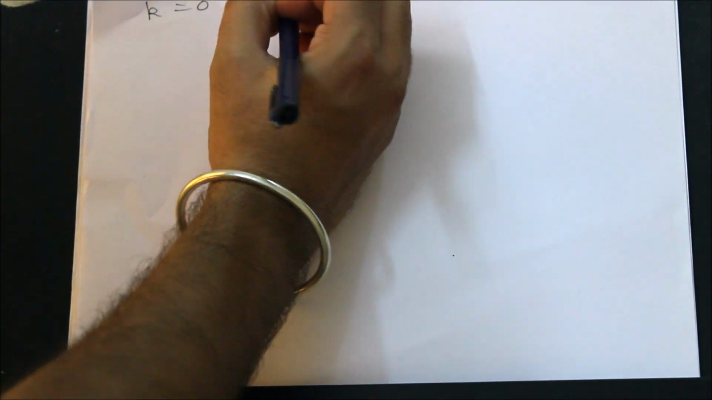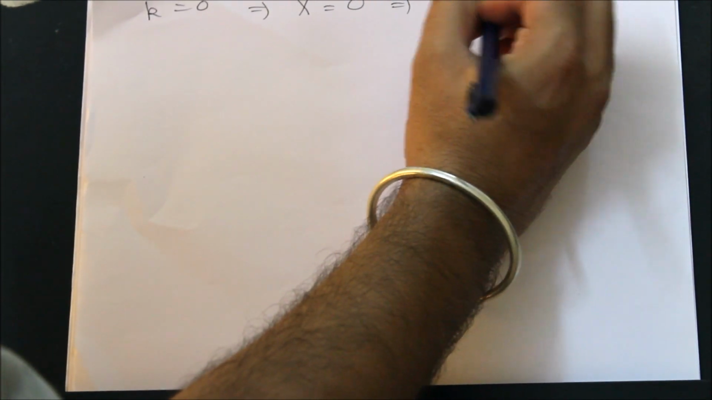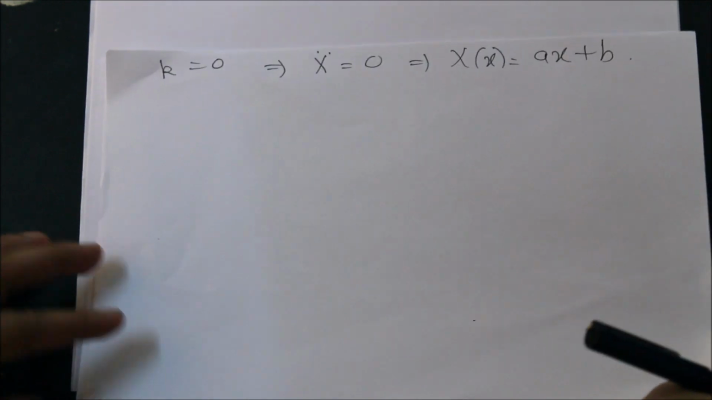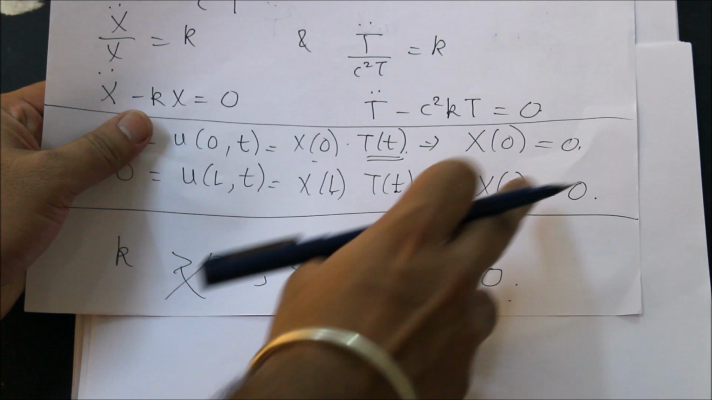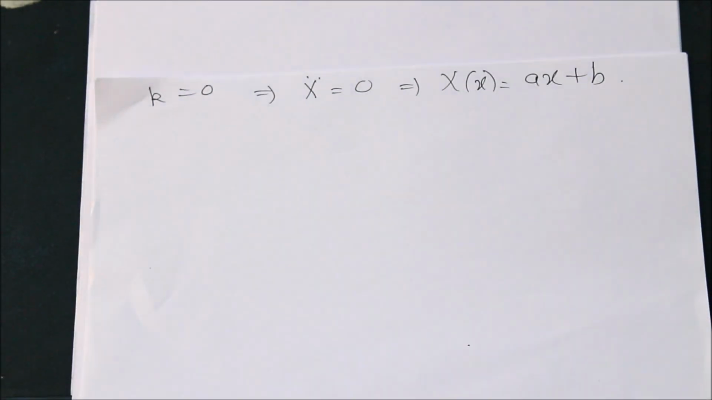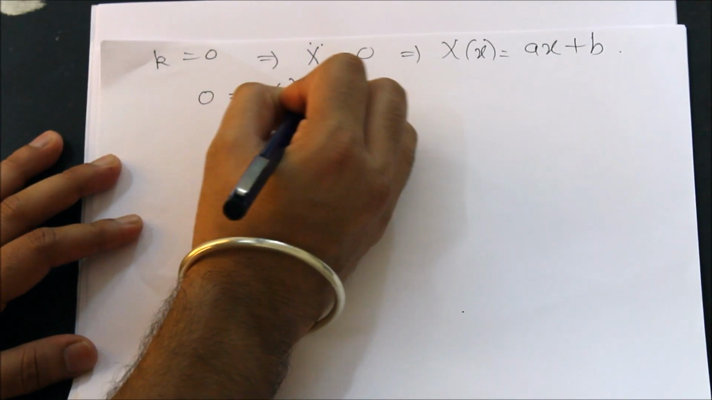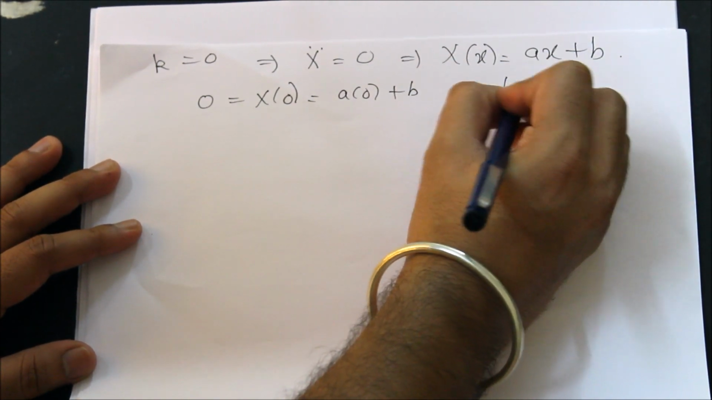So now suppose my k is 0. So what do I get? I get x double dot equal to 0. So what is my x of x? It is some ax plus b, where a and b are constants. And now let's use the previous thing. Previous thing as in, we have that x of 0 is 0, we have x of l is 0. Now if I use these two conditions over here, 0 is equal to x of 0. But what is x of 0? It is a into 0 plus b. So this implies my b is 0.